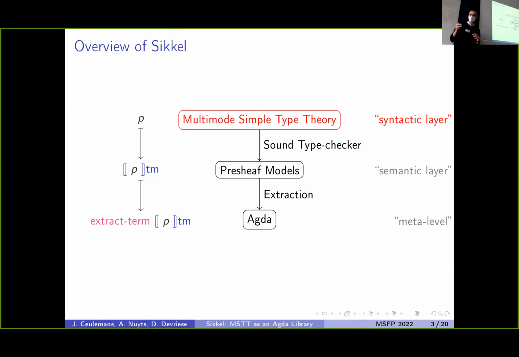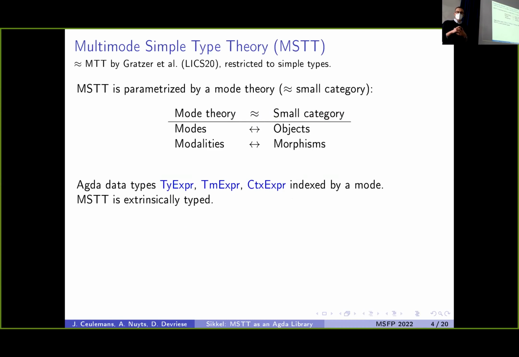This multimode simple type theory, there are 2 things to note here. The first one is that it's simple type theory. So for the moment, there is no support for dependent types at the syntactic layer, and there's also no support for polymorphic types like for all x, x to x. Second, it's multimode type theory, and that means that MSTT is parameterized by the so-called mode theory. Such a mode theory is actually just a small category whose objects we call modes and whose morphisms we call modalities.